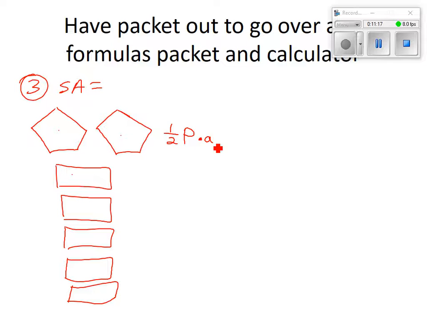Perimeter. What's the A stand for? Apothem. So we have to find the area of those two. We're probably going to change that 1/2 into a 0.5 times the perimeter. How are we going to find the perimeter of this pentagon? Add up all the sides.